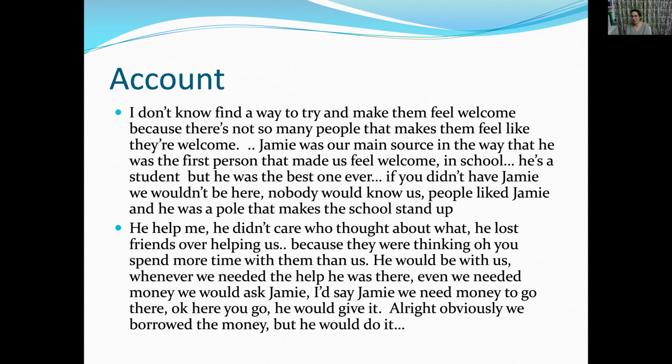So I was like, well, what did this Jamie do? Who was he? And they said, well, he helped me. He didn't care. He lost friends over helping us, because they were thinking, oh, you spend more time with them than us. He would be with us whenever we needed the help. He was there. If we even needed money, we would ask Jamie. I'd say, Jamie, we need money to go there. Okay, here you go. He would give it. All right, obviously we borrowed the money, but he would do it.